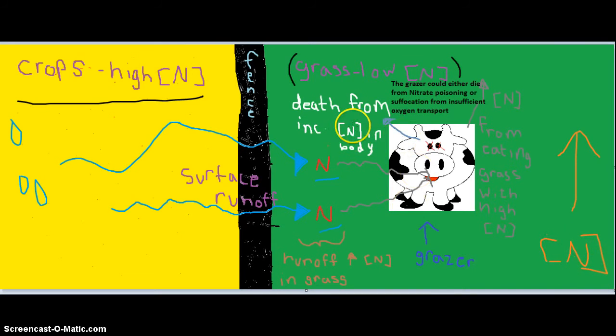Right? So there's a couple things that can happen. First, they can just die from the high nitrogen concentration in their body. But also, it can suffocate them. So let's move on to oxygen, and how this can affect oxygen transport via insufficient transport.